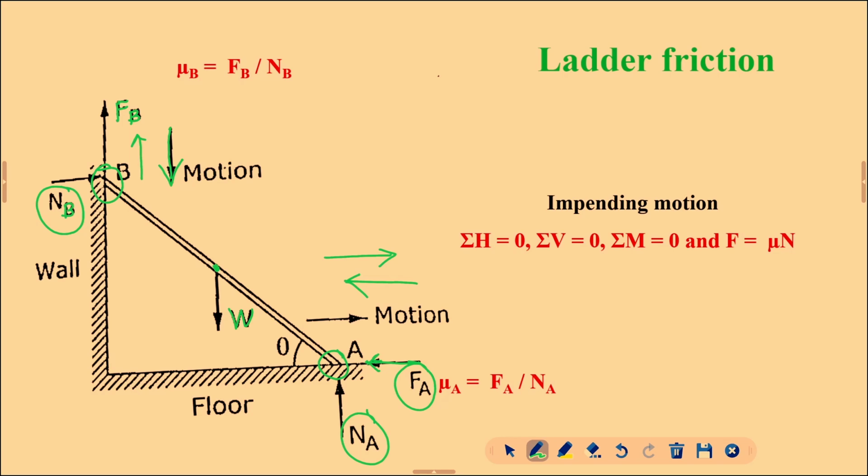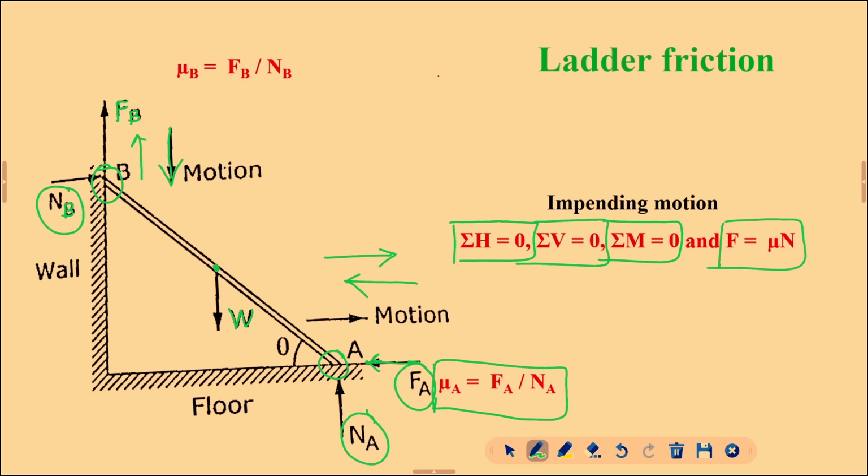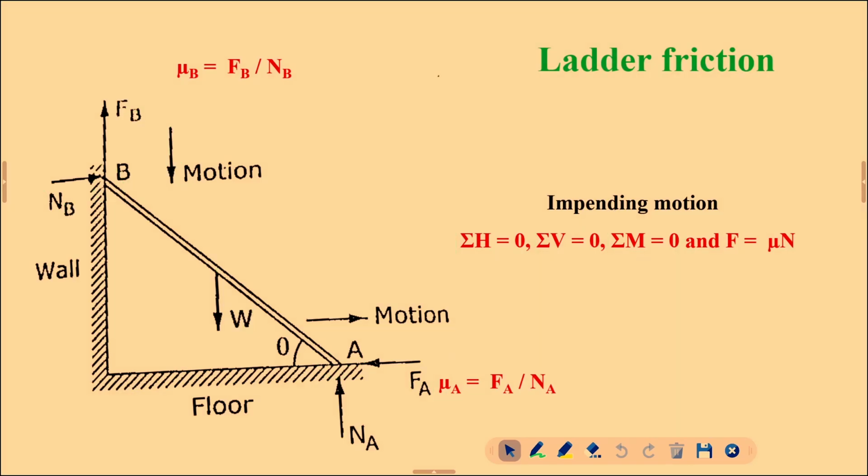So, how to relate this FB? We know that mu suffix A is nothing but limiting friction by normal reaction. So, this can be solved by means of three equations, that is, summation of H equal to 0, summation of V equal to 0, and moment equal to 0, and in addition we can also use the coefficient of friction. We will see one of the cases of how to solve this.